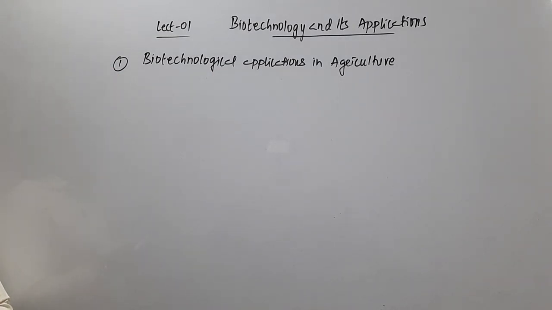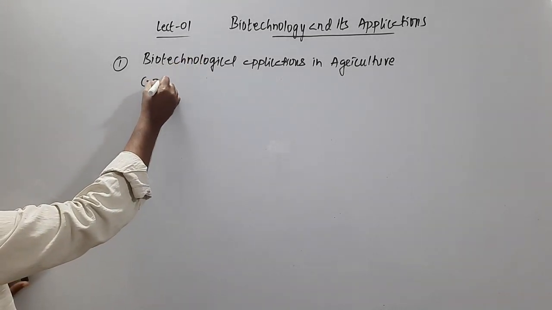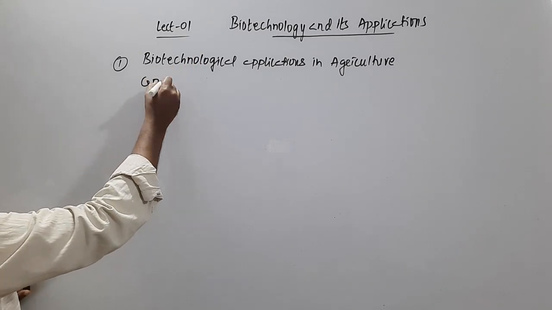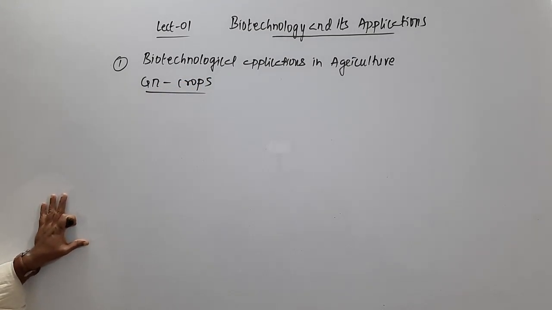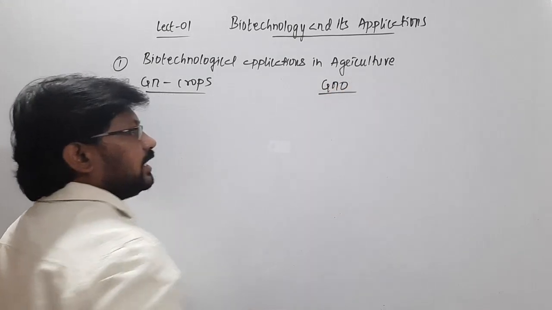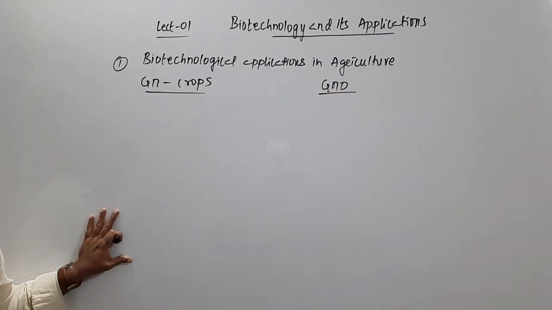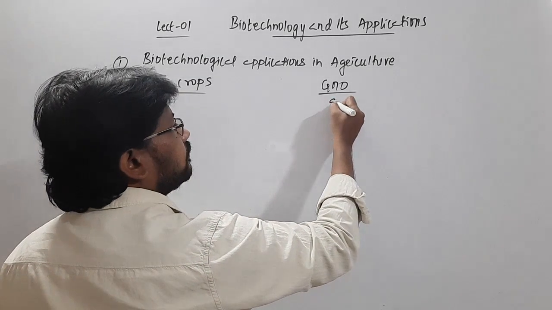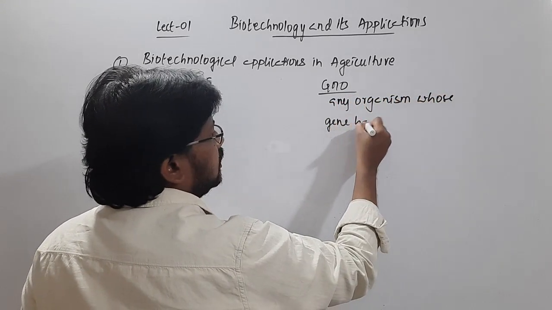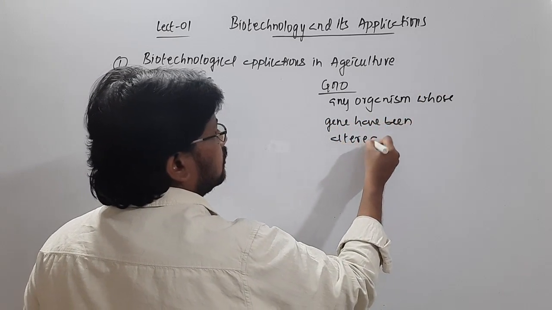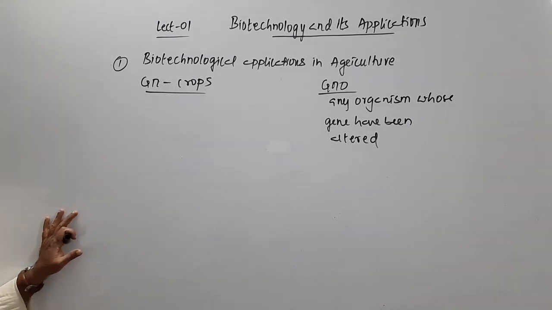Okay. Now, in what way are genetically modified organisms useful in agriculture? Let's see the genetically modified crops. They are called GM crops, genetically modified crops. But before that, let's see what actually is a genetically modified organism. So any organism whose genes have been altered, they are all called genetically modified organisms.